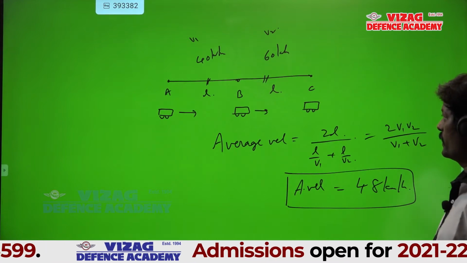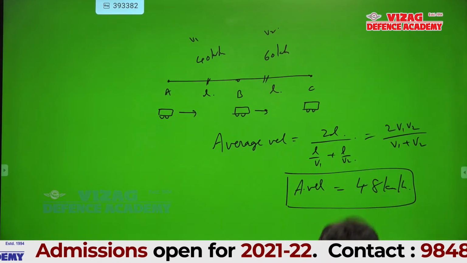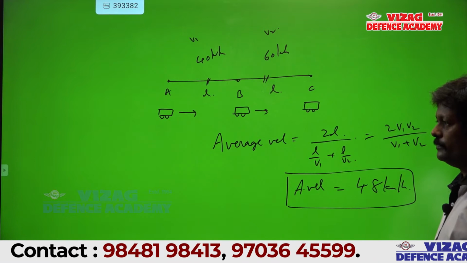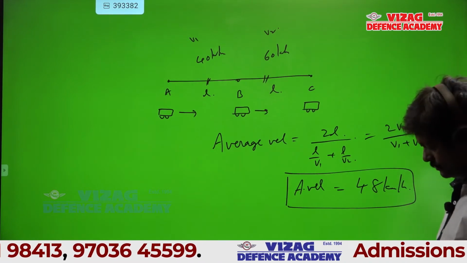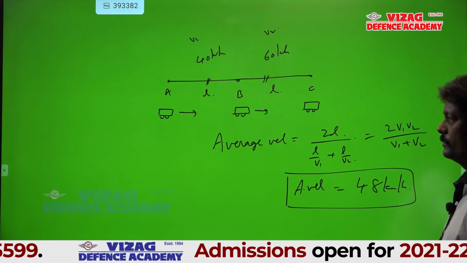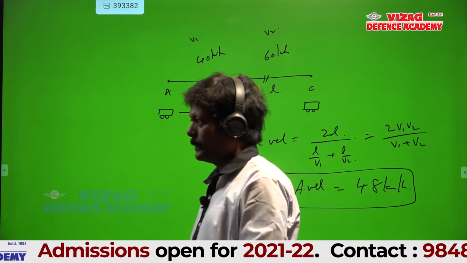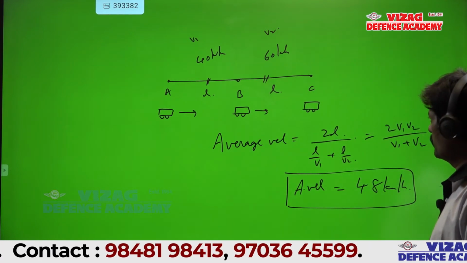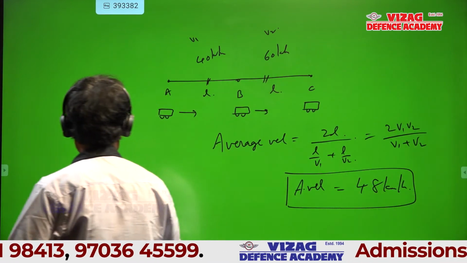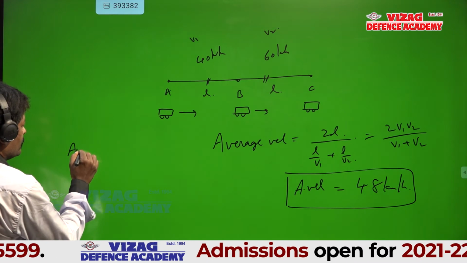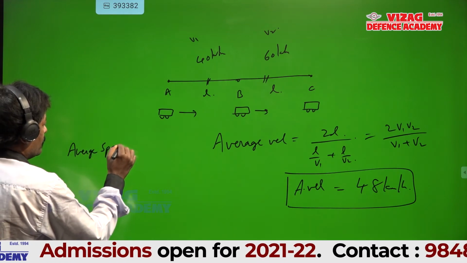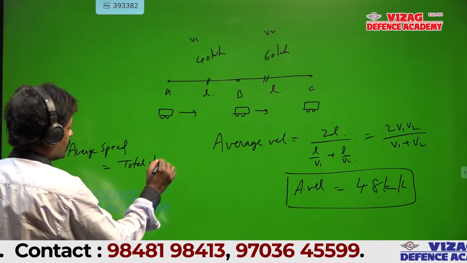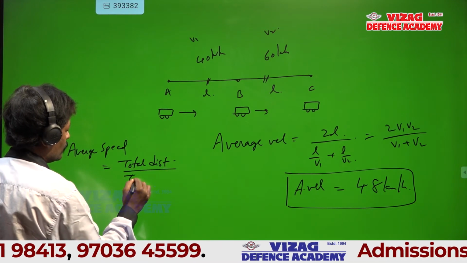You can write the 48, draw the diagram and write the points. So average velocity is 48 kilometers per hour. Now average speed is total distance by total time.